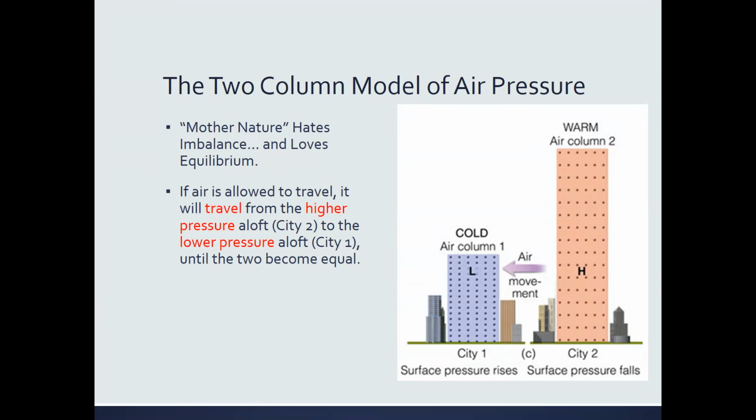So if we allowed air to travel up in the atmosphere, air would travel from column 2, this high pressure, to column 1, this low pressure. So air would travel from column 2 to column 1 here in the upper parts of the column. So aloft, air is traveling from the warm column to the cold column. This is what's called the pressure gradient force, and this is why we have wind. This is what starts wind up.